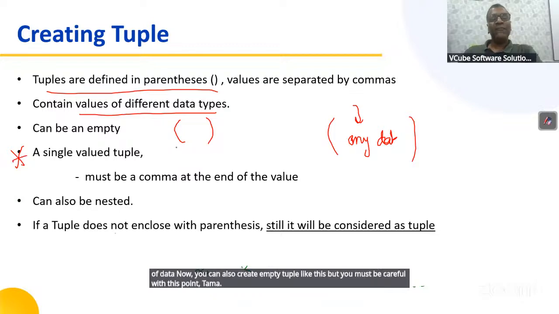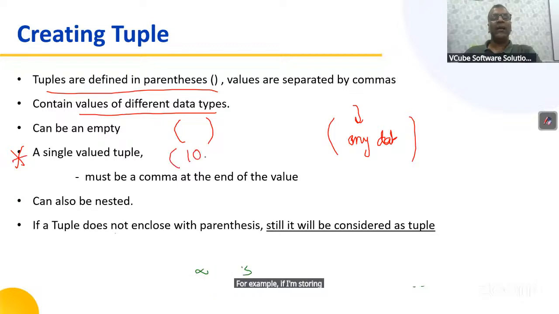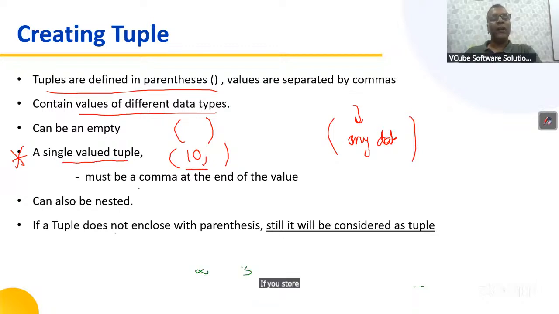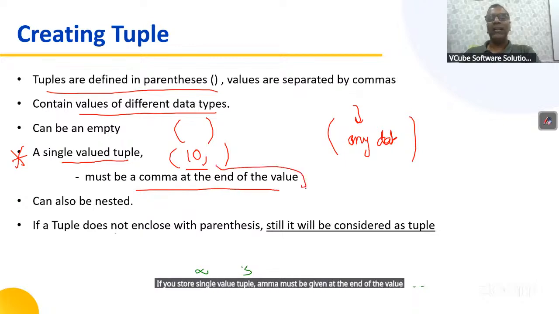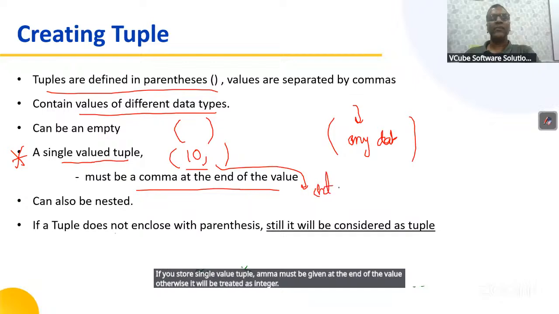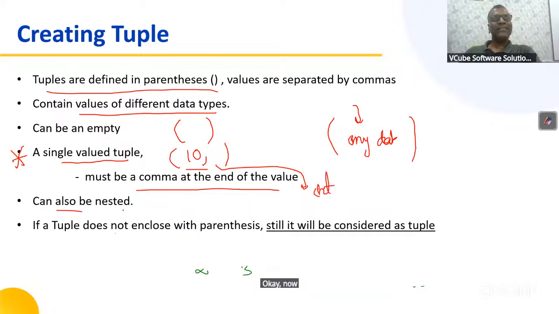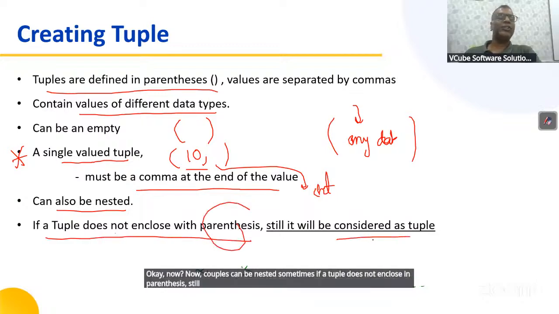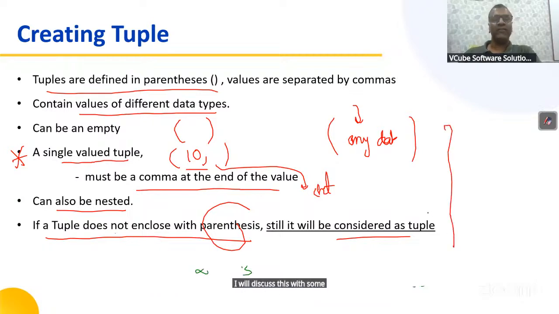For example, if I am storing a single element, after that I should give a comma. This is a rule. If you store a single-value tuple, a comma must be given at the end of the value. Otherwise, it will be treated as an integer. Now, tuples can be nested. Sometimes, if a tuple is not enclosed in parentheses, it is still considered a tuple. I will discuss this with some examples.